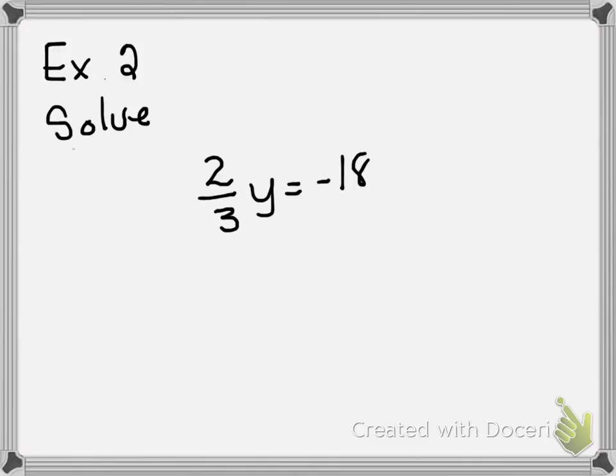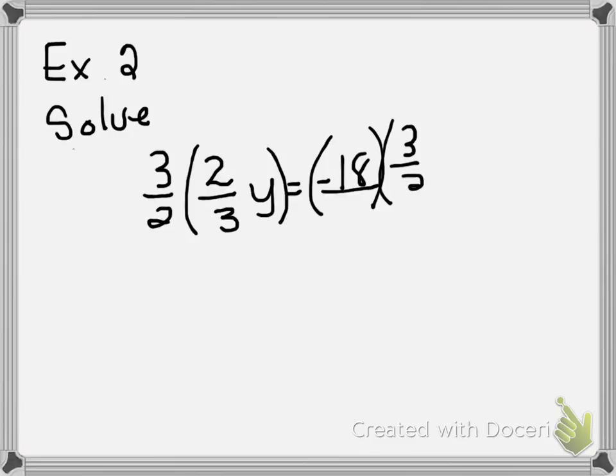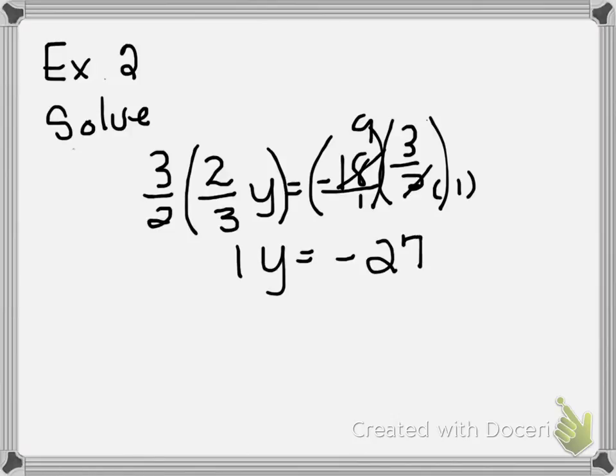Okay, on to exercise 2. I'm going to multiply both sides by the reciprocal again. So the reciprocal in this case will look like this, 3/2. What I do to one side, I have to do to the other side. That's over 1 if that helps. Okay, I know that's going to give me 1y because multiplying a number by its reciprocal gives 1. Negative 9 multiplied by 3 is negative 27. So y is equal to negative 27.